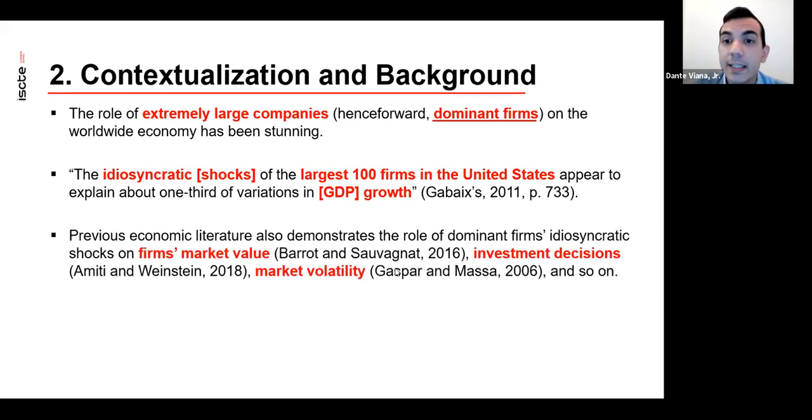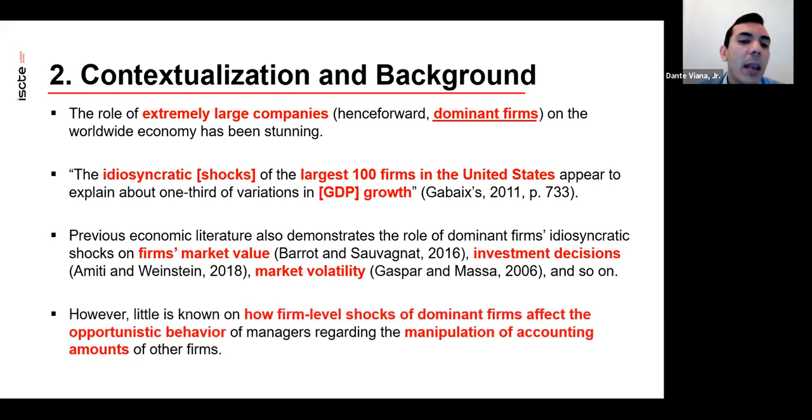And we also have some evidence from the economic literature suggesting that dominant firm shocks can affect market values, investment decisions, and also market volatility. But we know very little about how firm-level shocks of those large companies can affect the earnings quality of other firms, specifically concerning the manipulation of accounting amounts.